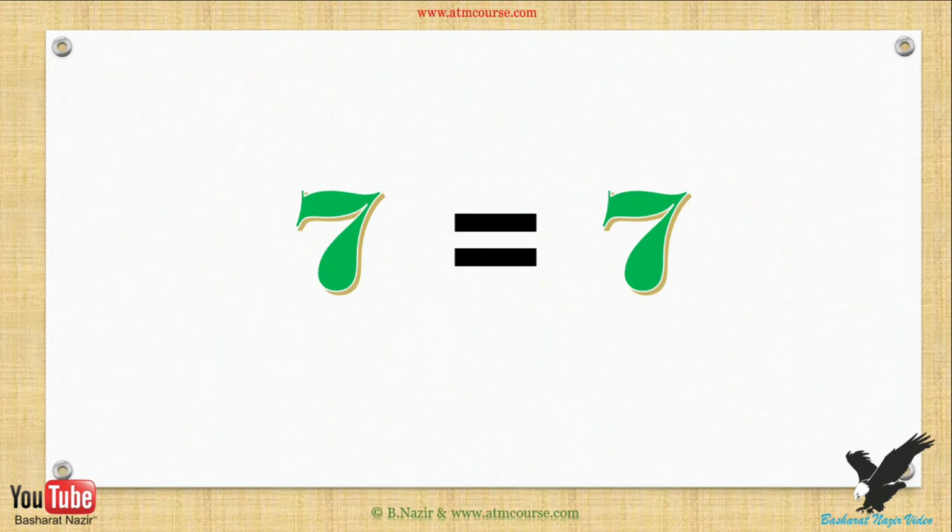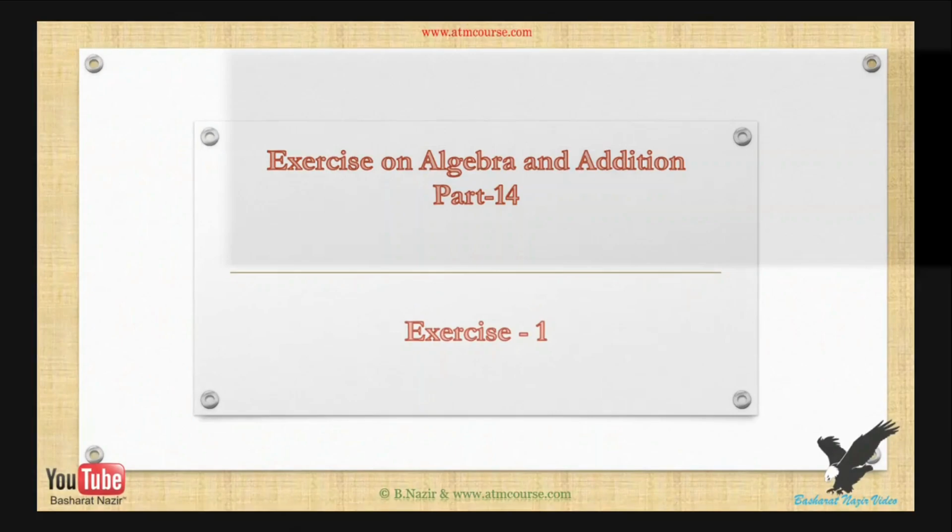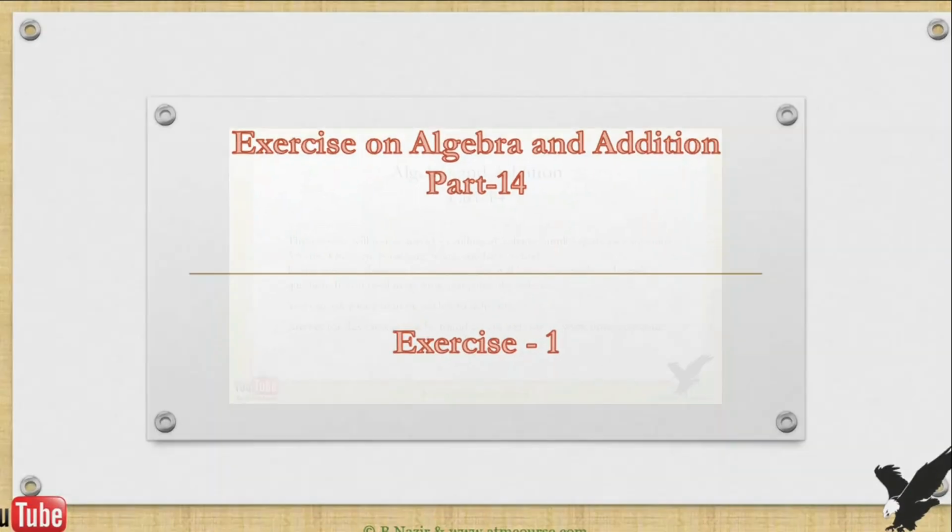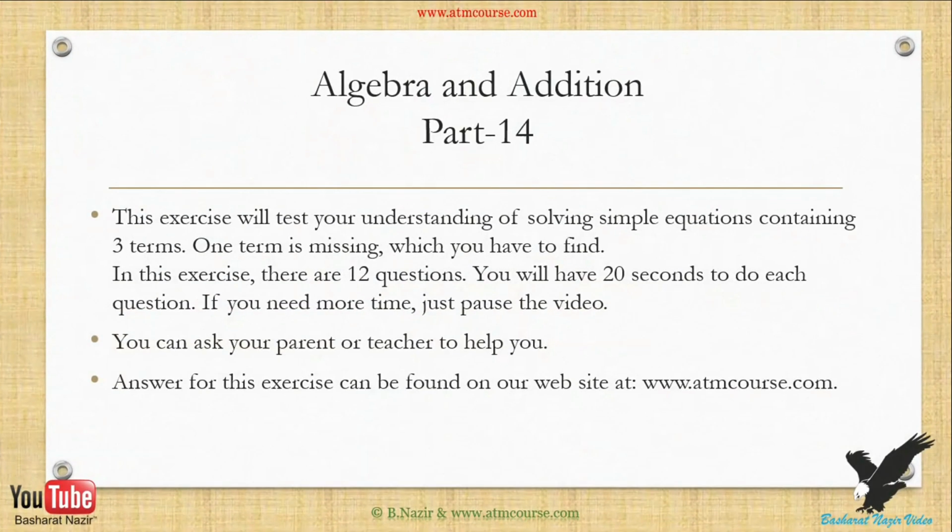So, let us get started with the exercise. This exercise will test your understanding of solving simple equations containing 3 terms. One term is missing, which you have to find. In this exercise, there are 12 questions. You will have 20 seconds to do each question. If you need more time, just pause the video. You can ask your parent or teacher to help you. Answers for this exercise can be found on our website.